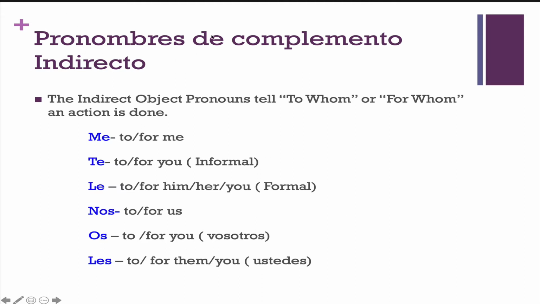Entonces, los pronombres de complemento indirecto son me, to or for me, te, to or for you, le, to or for him, her, or you, formal, usted form, nos, to or for us, os, to or for you, which is vosotros form, y les is to or for them or for you in the ustedes form. Okay? So it's something that you need to use in the sentences when you are doing something to whom or for whom you do an action. Okay?